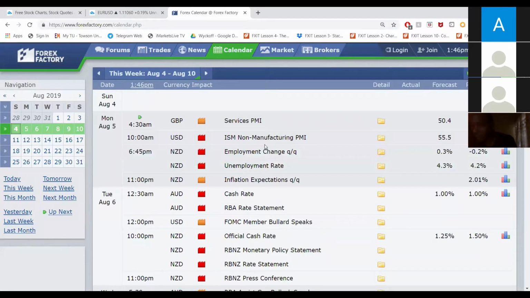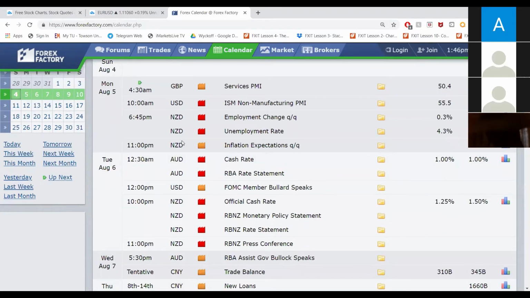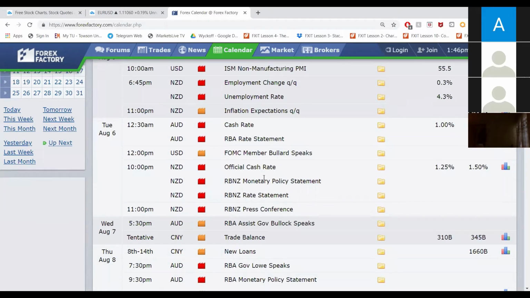All right, tomorrow. Oh, big NZD news. GBP NZD is definitely going to be a pair for tomorrow evening. This is really big. Gonna be a big move on NZD at 6:45. By the way, this is Eastern Standard Time, because I set it to my zone. And then NZD on Tuesday too.